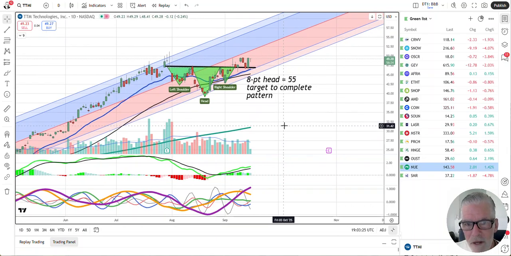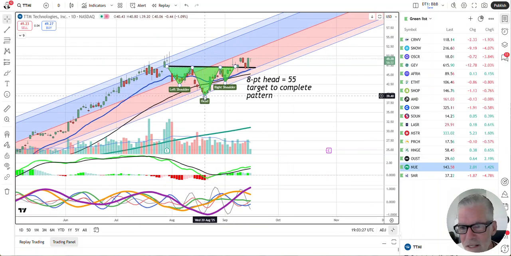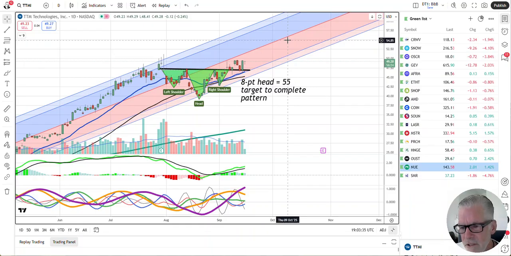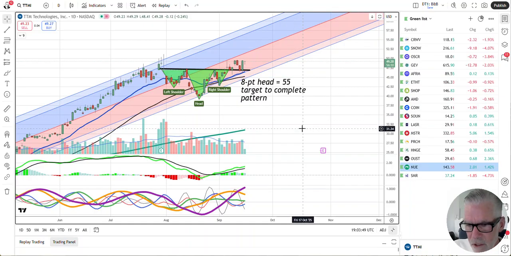So where is this going to go? Well, the pattern target is 39 to 47. That's an 8-point move. 47 plus 8 is 55. So 55 up here is your target for that pattern. Doesn't mean that it's going to stop there and come back down. It just means that that's where this current move is likely to go. And 49 to 55, you could leverage that with some calls.